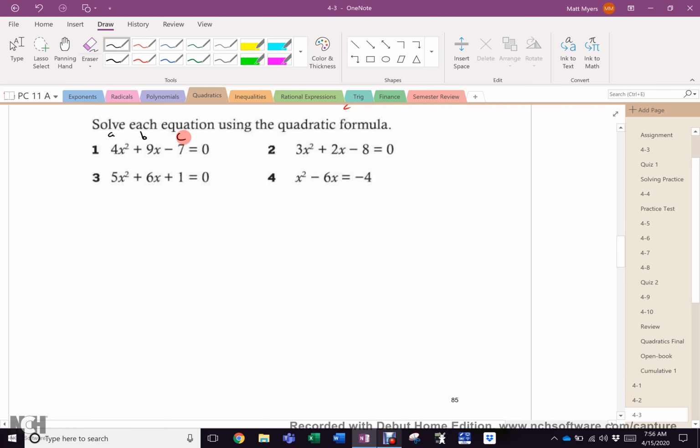So, A, B, C, and we just rock it through for number 1. X equals negative 9 plus or minus the square root of 81. I'll write that one out. 9 squared minus 4 times negative 7 all over 8. Negative 9 plus or minus the root of 81 plus 28 times 4 is 80, and 8 times 4 is negative, plus 112 over 8, which gets me negative 9 plus or minus the root of 193 over 8. And then 193 doesn't get any simpler, so we're going to stop there.